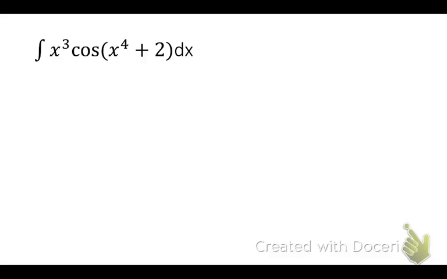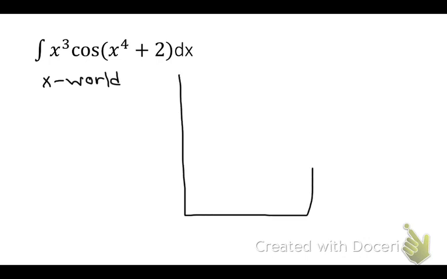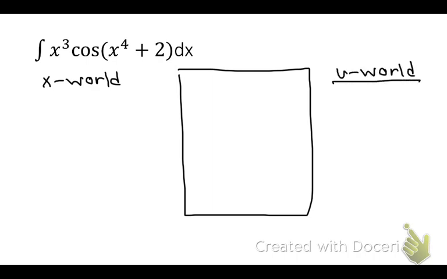Okay, here's our next example. Again, we want to make sure that we start in X world. We're going to go through our U sub box, and we need to end up in U world. Alright, so starting in X world, I have the integral of x cubed times cosine of x to the fourth plus 2 dx.